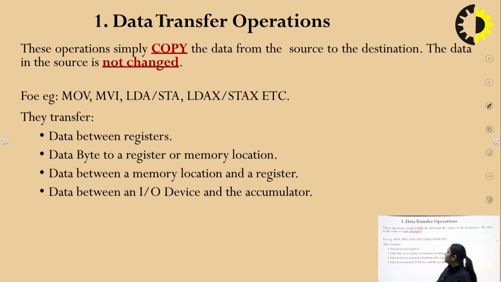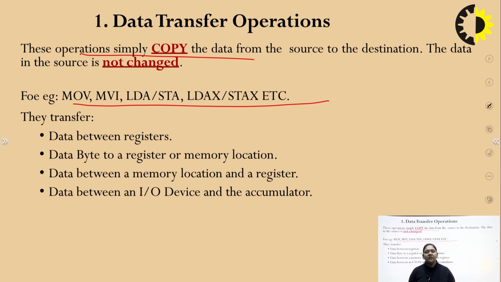In data transfer, when I am transferring the data, I am just copying it. It will not be deleted from the source. It will reach the destination, and the second copy will be received at the destination. So we can say it is moving, but while moving it is not deleting from the source. Instead it will remain in the source as well, and it will have a copy at the destination as well. So the source is not changed at all during data transfer instructions.